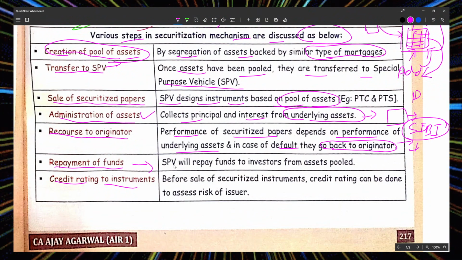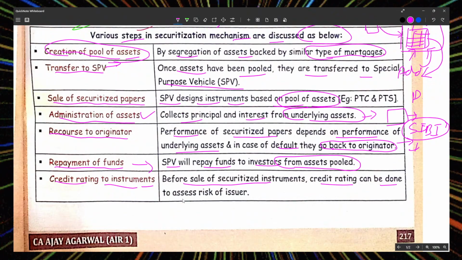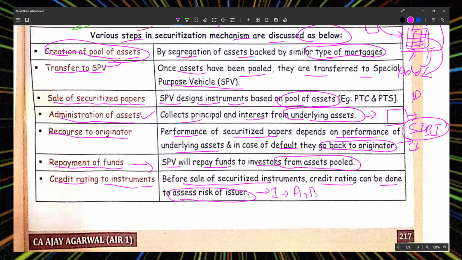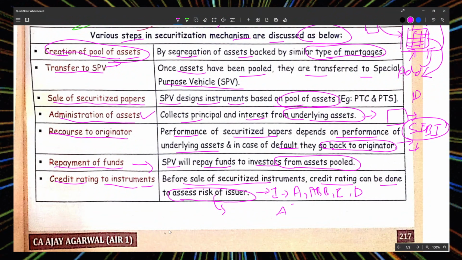The repayment of funds: a special purpose vehicle will repay the funds to investors from the asset pool. So based upon the asset pool, they will repay it. Then the credit rating of the instrument: before the sale of the security instrument, credit rating can be done by assessing the risk of the issue. They will assess this instrument and rate it A, triple B, C, D, A plus, A minus. Likewise, they will rank it. So whenever you are going to buy something, you should see this before buying it.